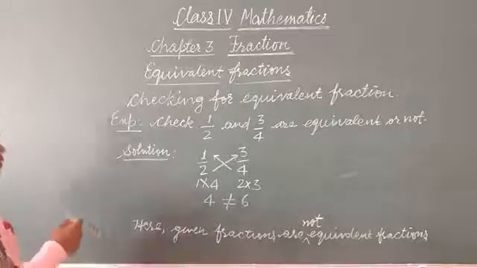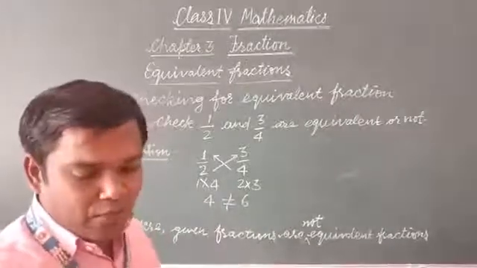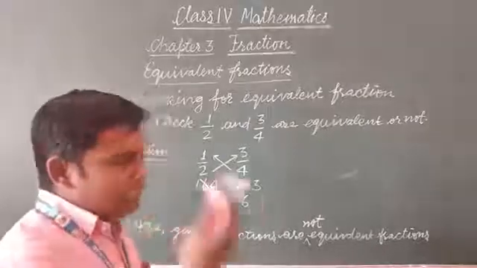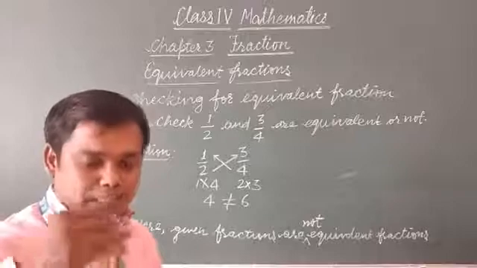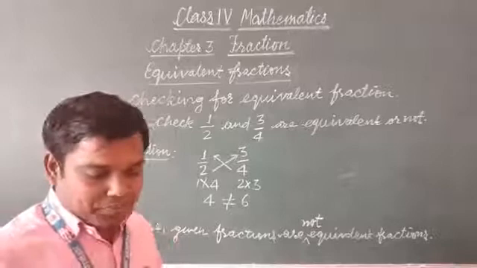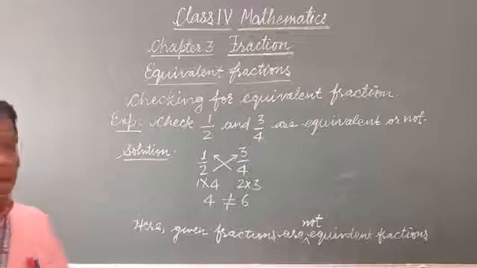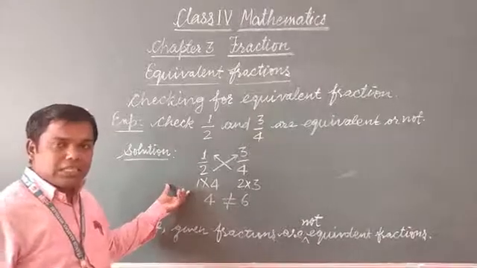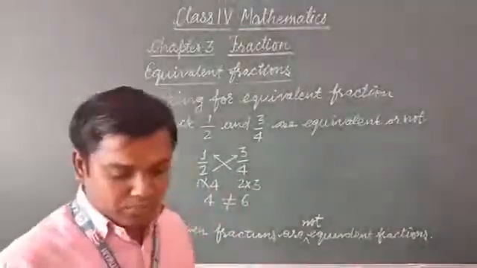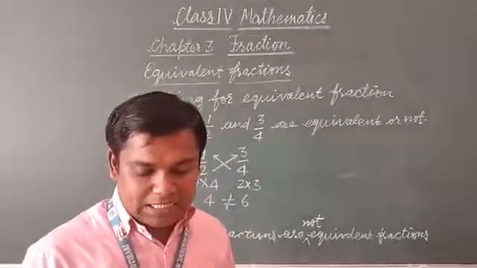Now, on the basis of this discussion, you are given questions in exercise 3.2. The first question is to write down the next 5 equivalent fractions for each of the following. You can easily write by multiplying the same number to the numerator and denominator. The second question is, which of the following pairs are equivalent or not? On the basis of this example, you can easily say whether the given fractions are equivalent or not. The third is fill in the boxes to make the statement true.